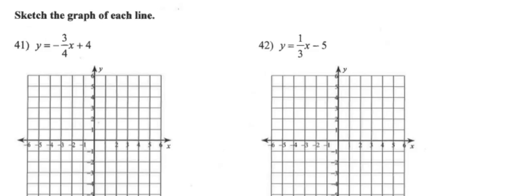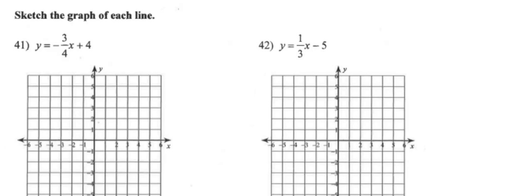Okay, we are continuing with page 7 on the review, and we're on the odds. So I'm starting with number 41. When we look at this question, it says sketch the graph of each line. Really, we're just seeing that this is an equation that's in slope-intercept form, or mx plus b.